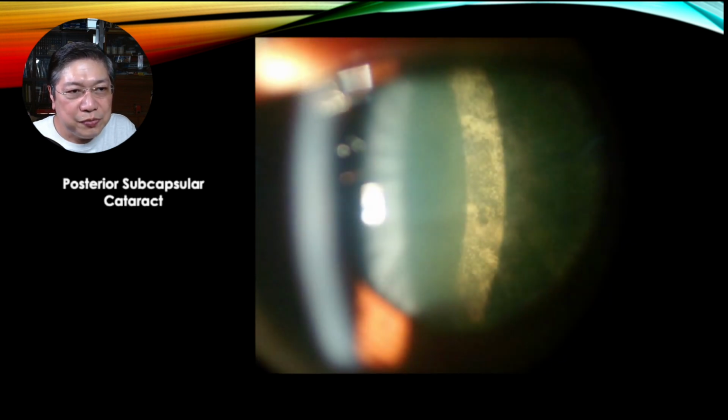And as I showed you before, this one is a posterior subcapsular cataract. The cataract is just at the back of the eye. Now, this one is very, very disturbing because even if it's very small, the patient's vision deteriorates very, very rapidly. Again, removing the cataract would improve your patient's vision. However, posterior subcapsular cataracts are more often seen in patients with diabetes or patients that are using steroids.